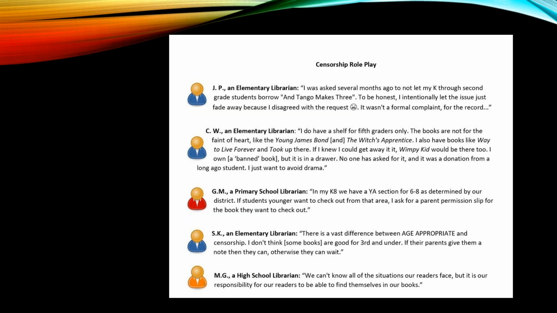Each parent can decide and communicate to their child, and if the kid brings Wimpy Kid home and mom goes ballistic, then the kid can bring it right back, right? That's the relationship between mom and their kid. My mom was the one who would have gone ballistic, but it wasn't my librarian's job to police what my mom thought was going to be okay.